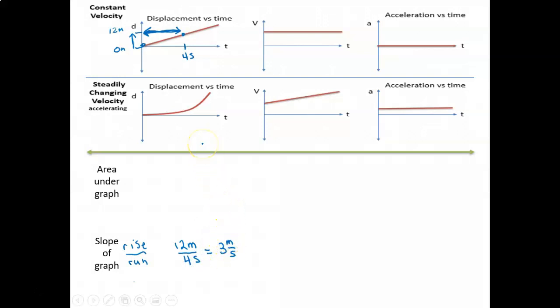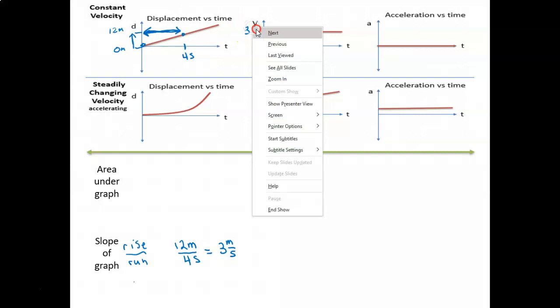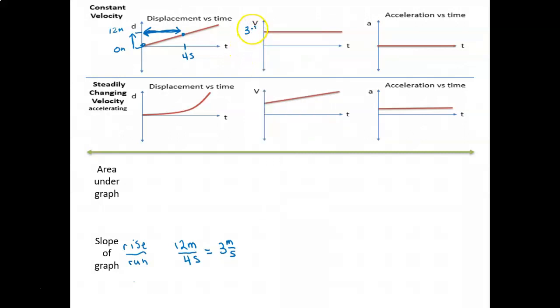Well, that represents the speed that we're traveling at. That represents the velocity. So by looking at the slope of the displacement versus time graph, we're able to determine the velocity. So what does the slope of a displacement versus time graph represent? We're just talking about displacement versus time right now. The slope of a displacement versus time graph represents the velocity.